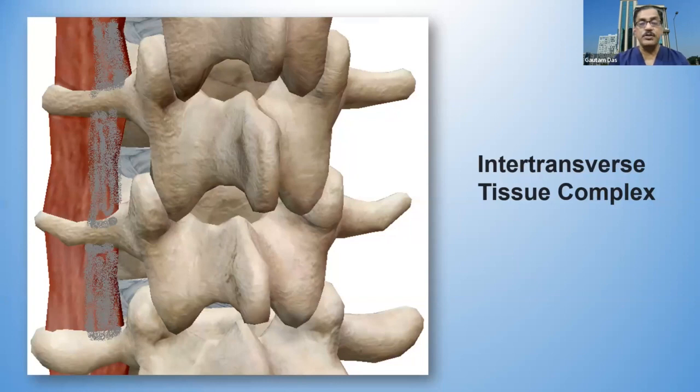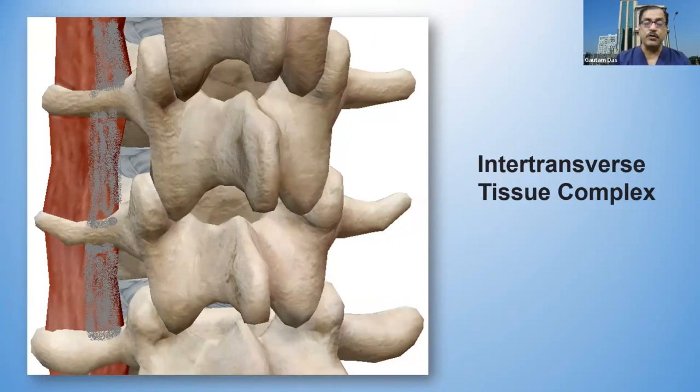Another important structure which you can see under the ultrasound is the intertransverse tissue complex, or in short, the ITC, also called the intertransverse complex. So what is there in the intertransverse complex? These are the intertransverse muscles. This is the intertransverse lateralis muscle. The intertransverse medialis muscle is here between the two articular processes, and along with that there is the intertransverse ligament.